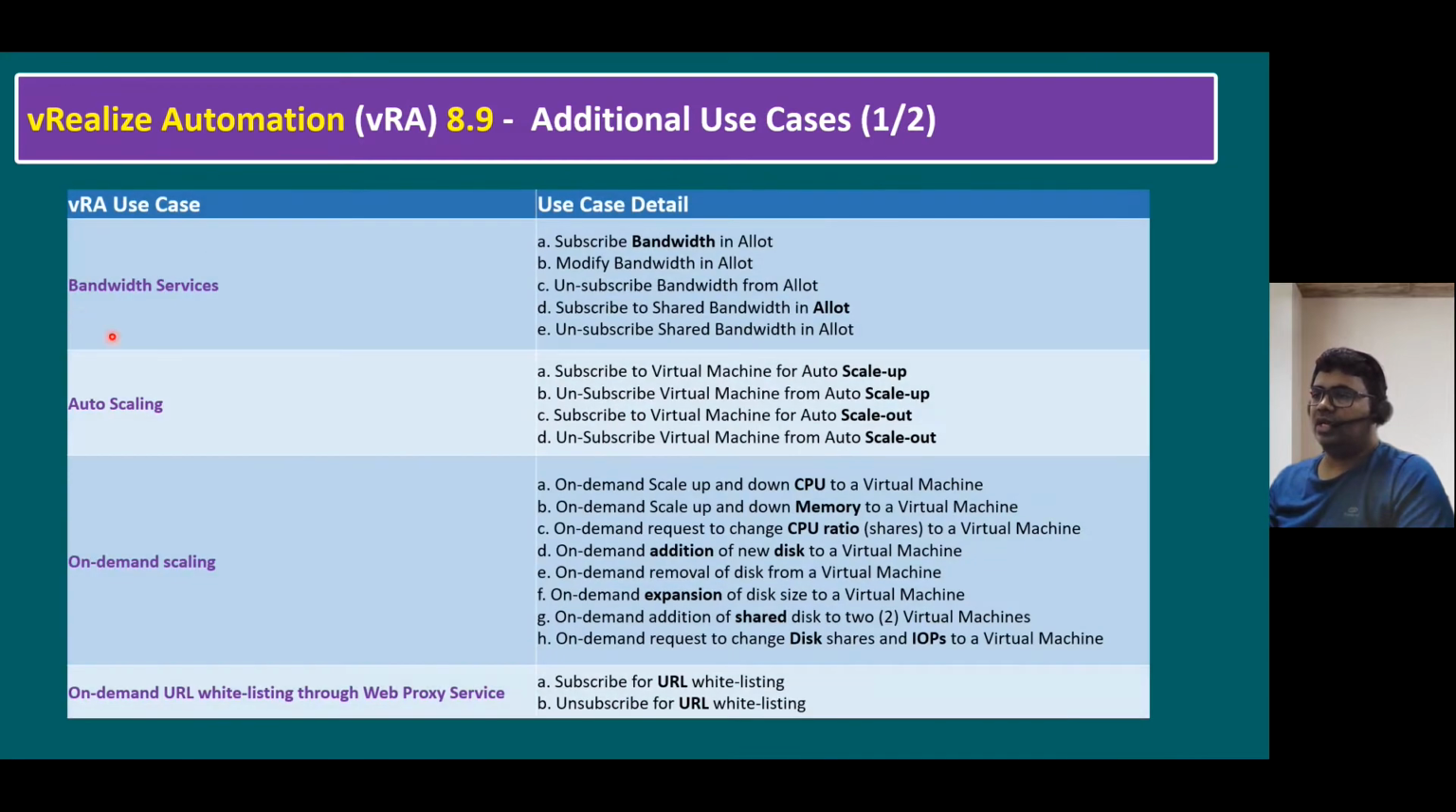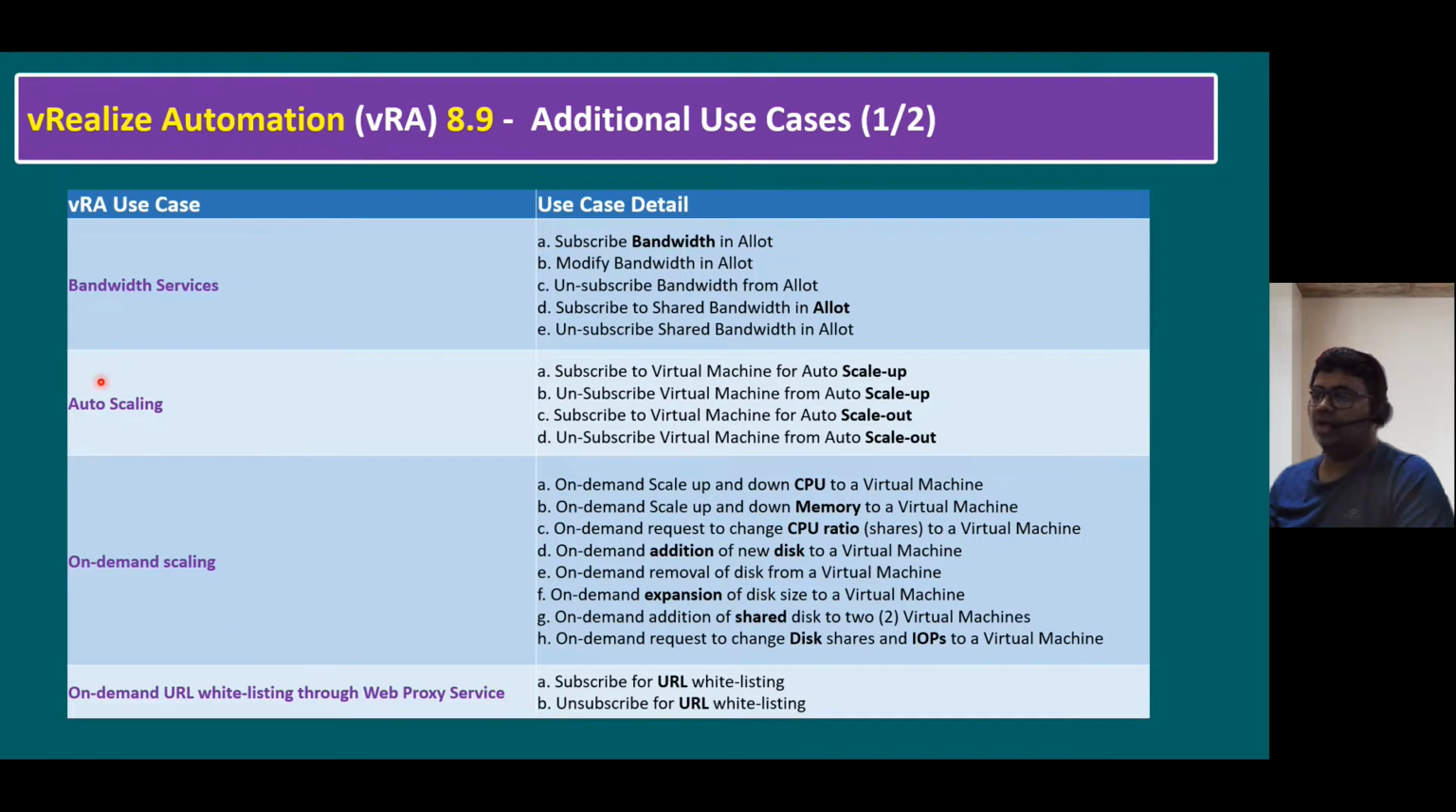One of the other additional use cases is bandwidth services. Every organization can configure a bandwidth. So for the network layer, subscribe your bandwidth; Allot is one of the product names. Using Allot, you can set the subscribe bandwidth, modify bandwidth, and also use shared bandwidth. And there is another important use case: auto scaling and on-demand scaling.